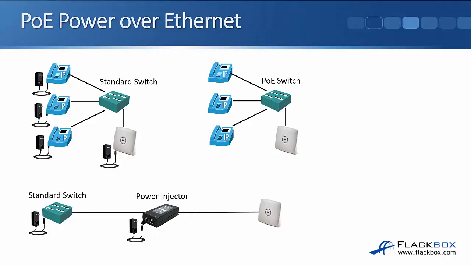And then what you can do is you can use a power injector. So rather than putting in an entire Power over Ethernet switch, if you've already got a standard switch in there, what you can do is buy a power injector. The power injector gets plugged into power, and then it supplies power over Ethernet over the Ethernet cable towards the wireless access point. That Ethernet cable can go up to 100 meters, so it's a way that you can get power to a wireless access point in a location that it would be normally difficult to get power to.